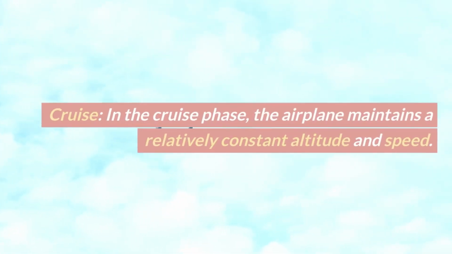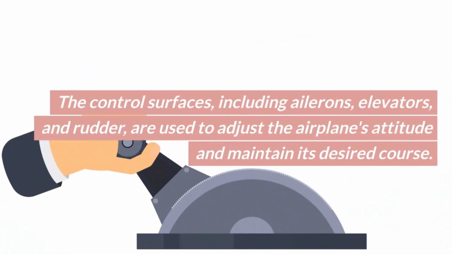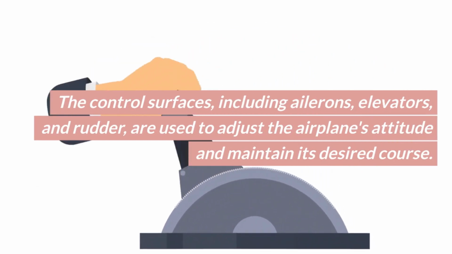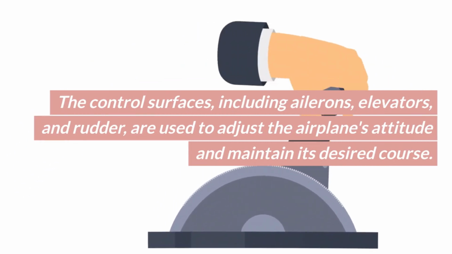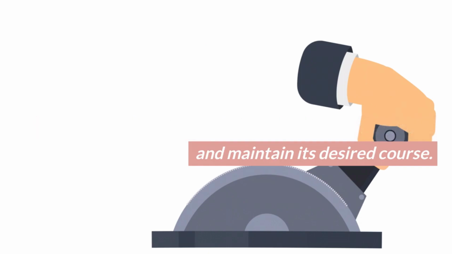Cruise. In the cruise phase, the airplane maintains a relatively constant altitude and speed. It does so by balancing thrust and drag with lift and weight. The control surfaces, including ailerons, elevators, and rudder, are used to adjust the airplane's attitude and maintain its desired course.